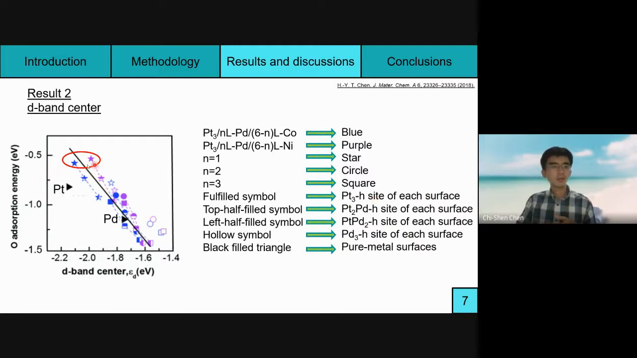Their positions, we can see that the x-axis is the D-band center, and the y-axis is the oxygen absorption energy. These two models, their positions are closer to platinum, which means that they will have the better ORR performance among all the models.